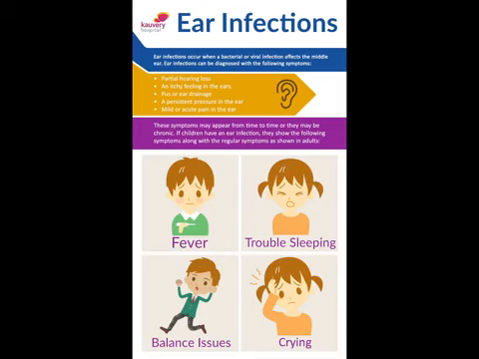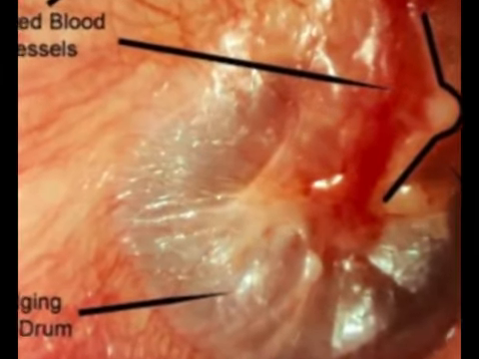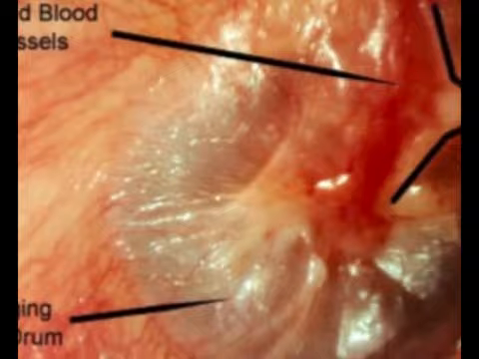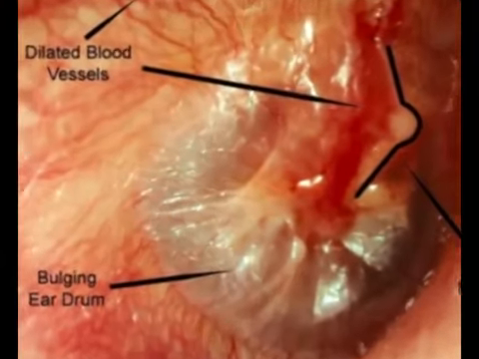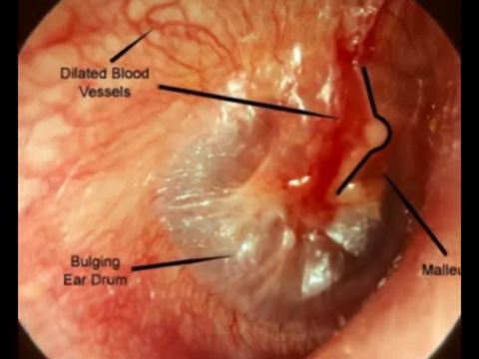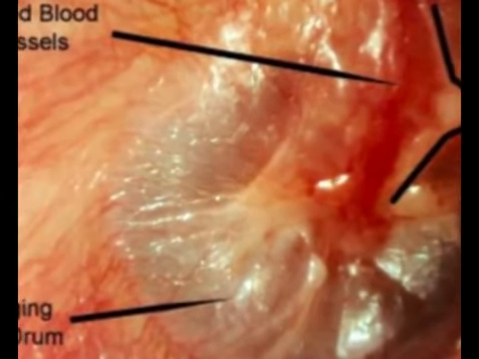Anyone can develop a middle ear infection, but infants between 6 and 15 months old are most commonly affected. It's estimated that around 1 in every 4 children experience at least one middle ear infection by the time they're 10 years old.